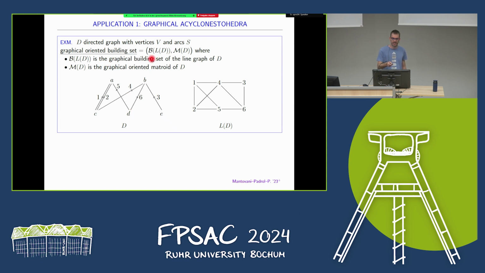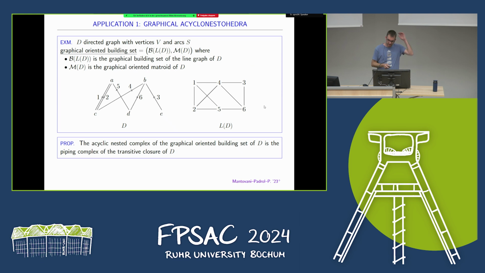So first thing is that these two things are indeed a building set on the same ground set. Here the ground set is a set of arcs, and here the ground set of B of LD is a set of vertices of LD, but this is also the set of arcs of D. So they are at least on the same ground set. And now if you take a circuit on D, then if you think 2 minutes, it will give you a cycle in LD, so in particular it will be connected in LD, so it will be indeed in the building set.